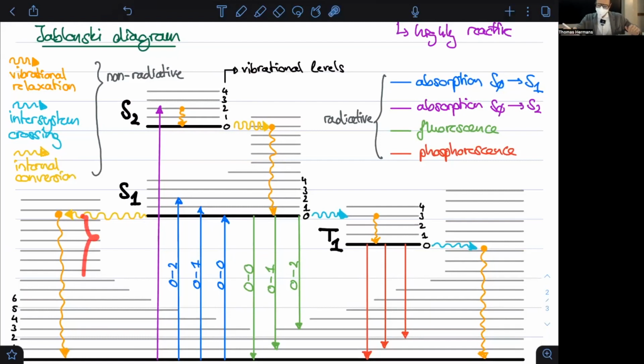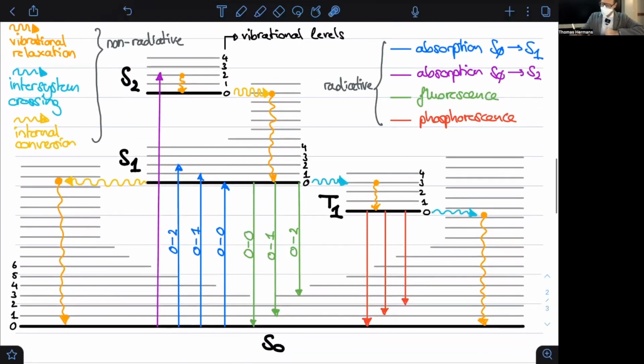But let's look at some different things. Okay. The first thing is that this whole thing at the bottom is the ground state, S0, right? So use a thick black line for the bottom thing. That's the ground state. That's an electronic state, right? Remember from last time, there are electronic states, vibrational levels, and rotational levels. So the big black things are electronic states.